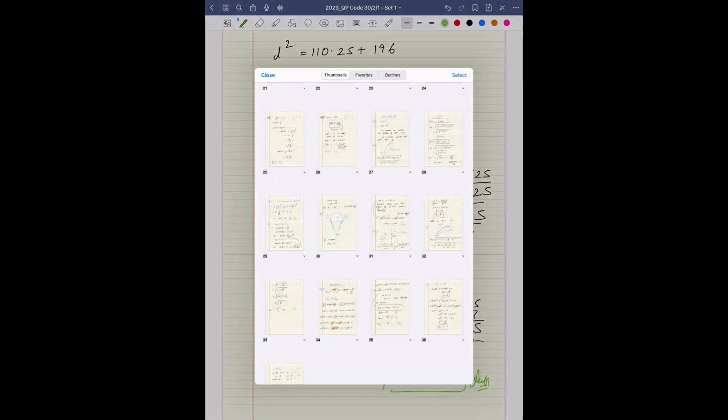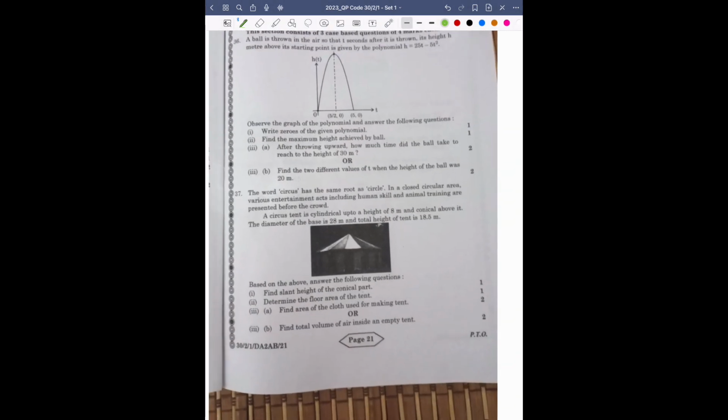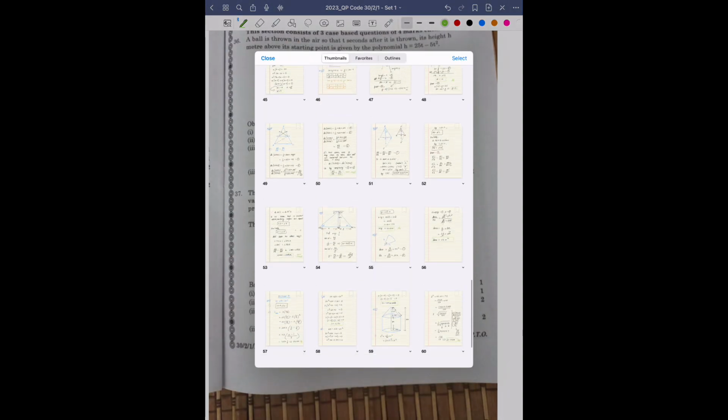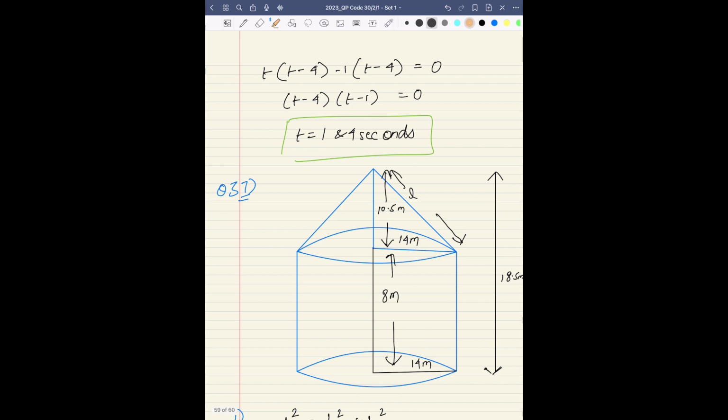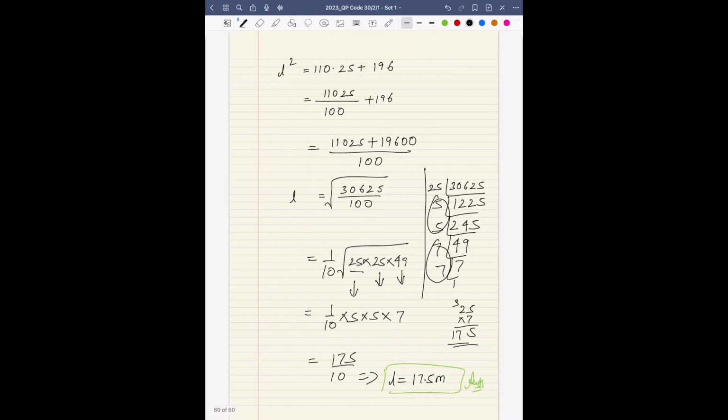Then the second part is, determine the floor area of the tent. Okay, just the floor area. What is floor area? Very simple. We have already made a diagram. This is the floor area. Okay, you just need to find this floor area of the tent. So we can easily find it. How? Pi r square. So floor area equals pi r square.